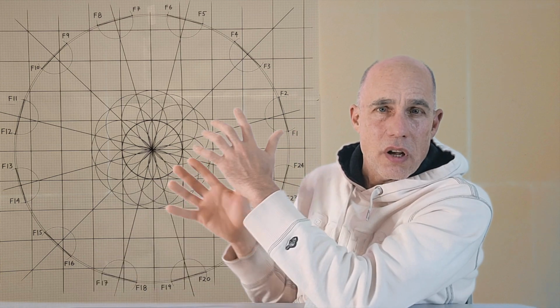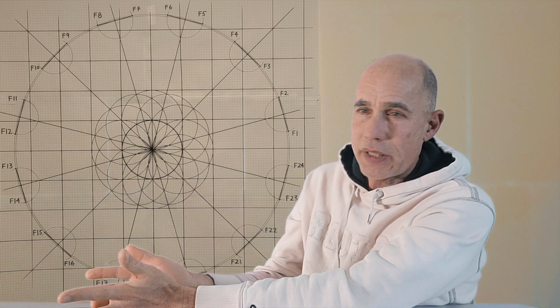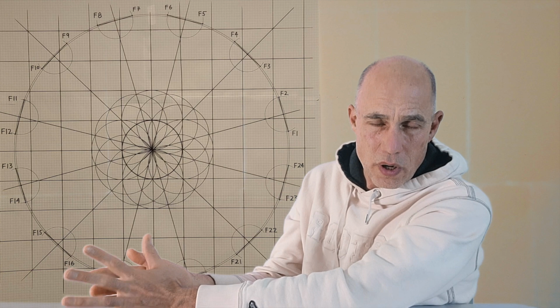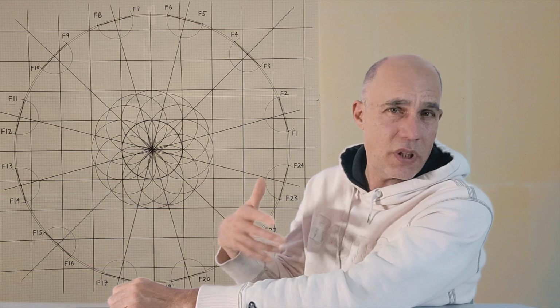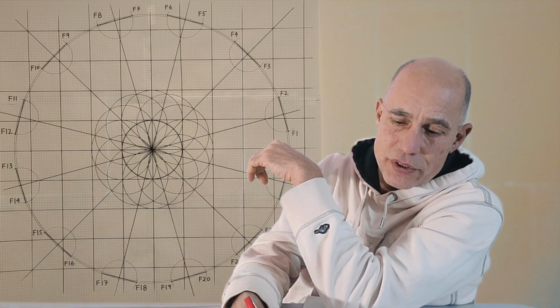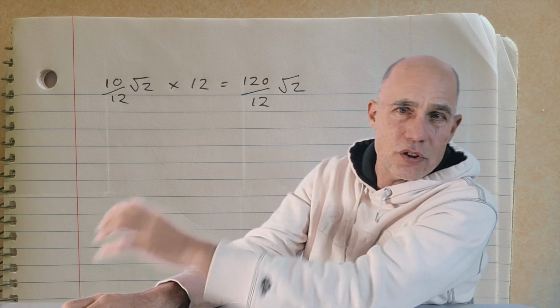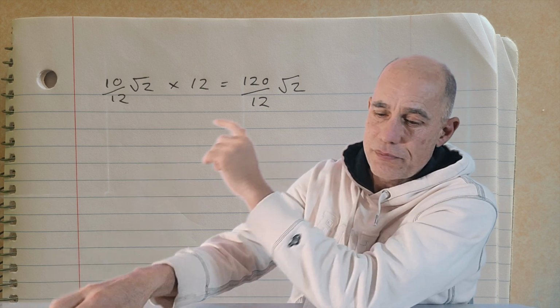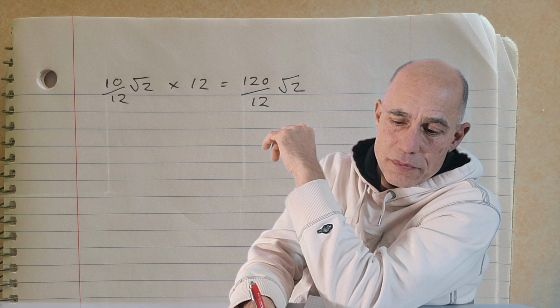What's the total length of all those lines? So that's basically 10 twelfths times 12. So 10 times 12 is 120. I'm going to have to write this down. Just remember, 120 twelfths.